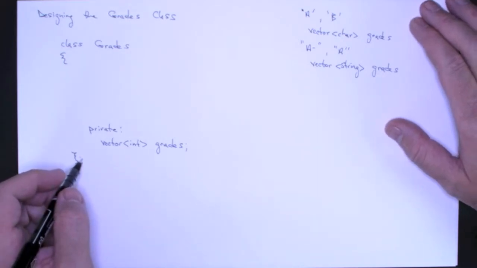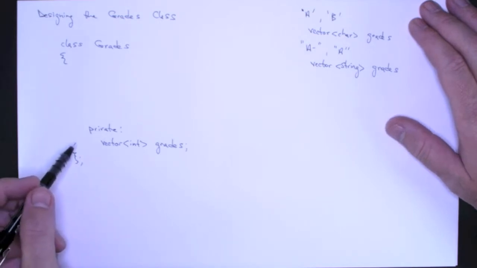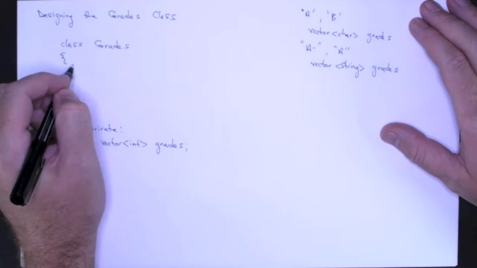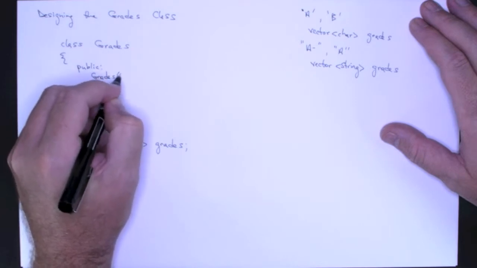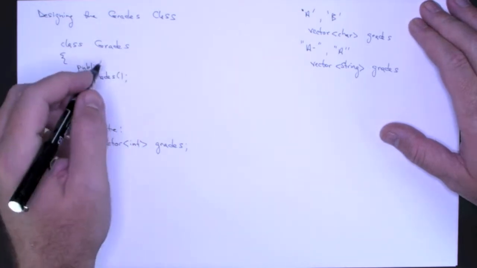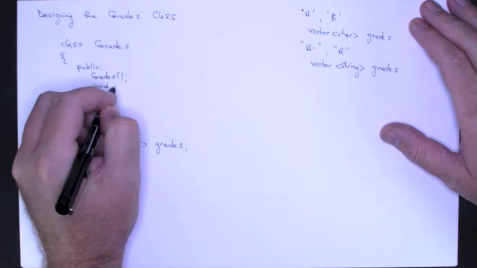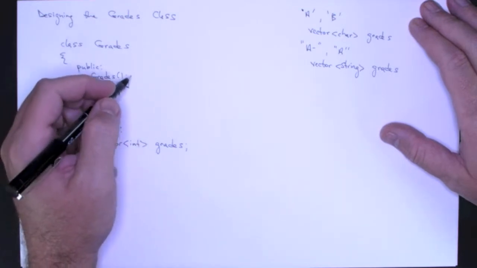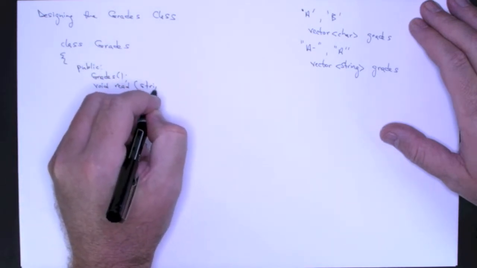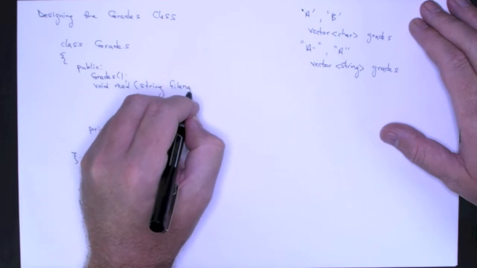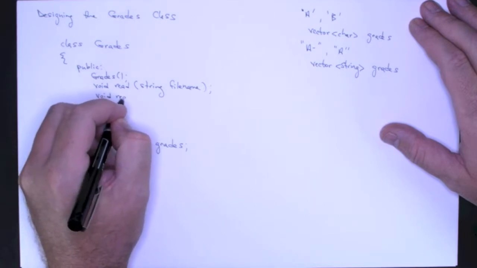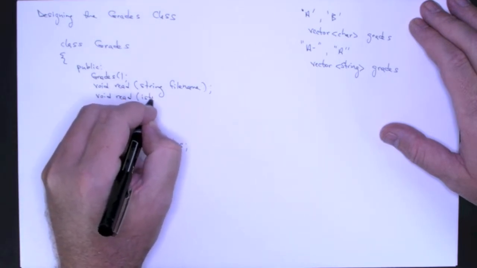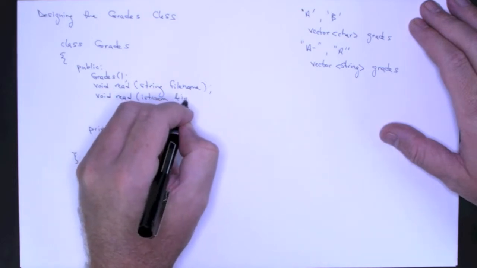And there are all kinds of methods that we could think about. I'm not going to be exhaustive, but we'll have a default constructor. I am going to implement a couple of read methods that will let us read a set of grades from a file. And I'm going to implement two of those. One will be with a file name. And then the other, in case someone already has an open input stream, I'm going to give them a method for that.